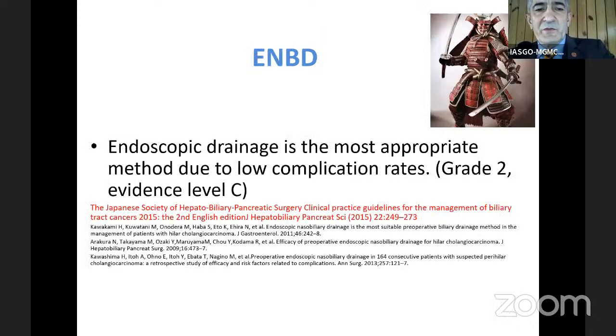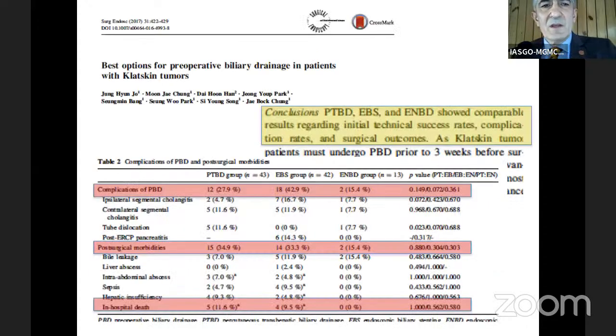The Japanese Society of HPB Surgery Clinical Practice Guideline for the management of biliary tract cancer advises endoscopic drainage as the most appropriate method due to low complication rates. And in this paper, they compare all these three methods and they conclude that there are no differences between the three methods when they compare.